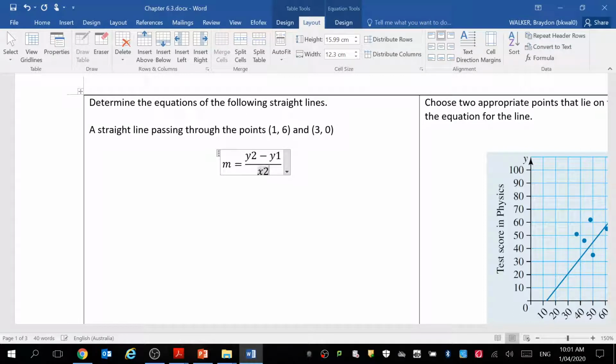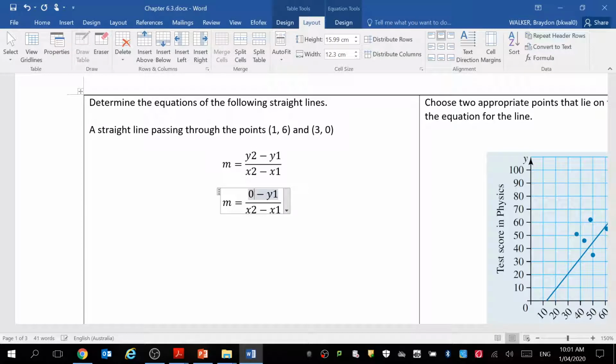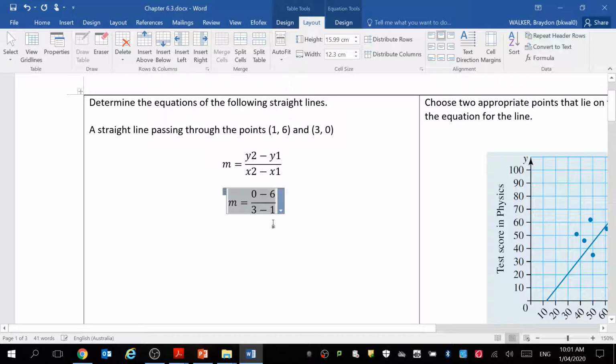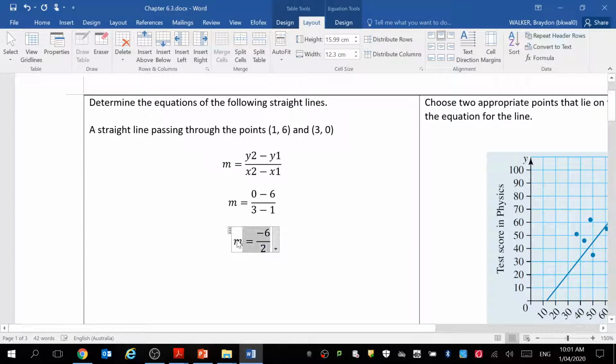This was given to you during the last video, so if you haven't done so, go and watch how I use that. Now, again, we should be able to tell immediately which is going to be y2, x2, y1, x1. In this case, the (1, 6) occurs first, so our y2 has to be 0, and our y1 has to be 6. x1 is going to be 1, and x2 is going to be 3. Again, doesn't matter too much though. What that's going to give us is 0 minus 6, which is -6, over 2.